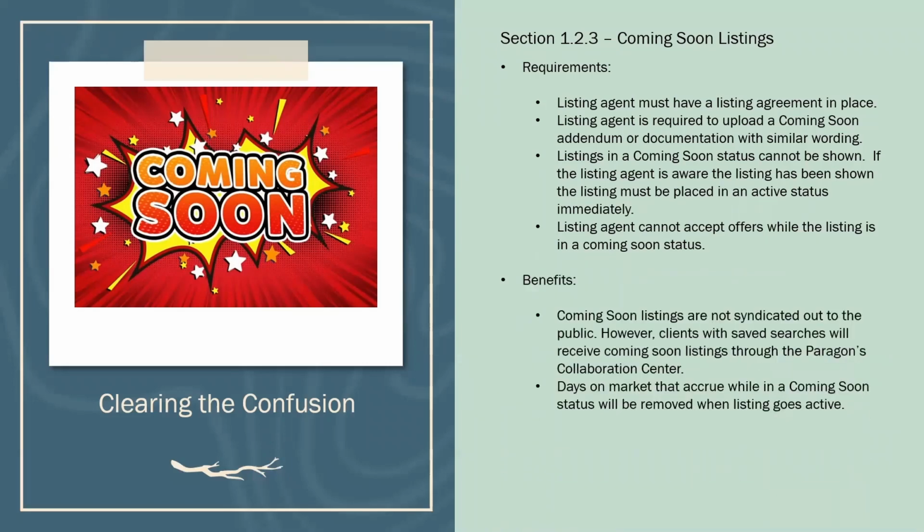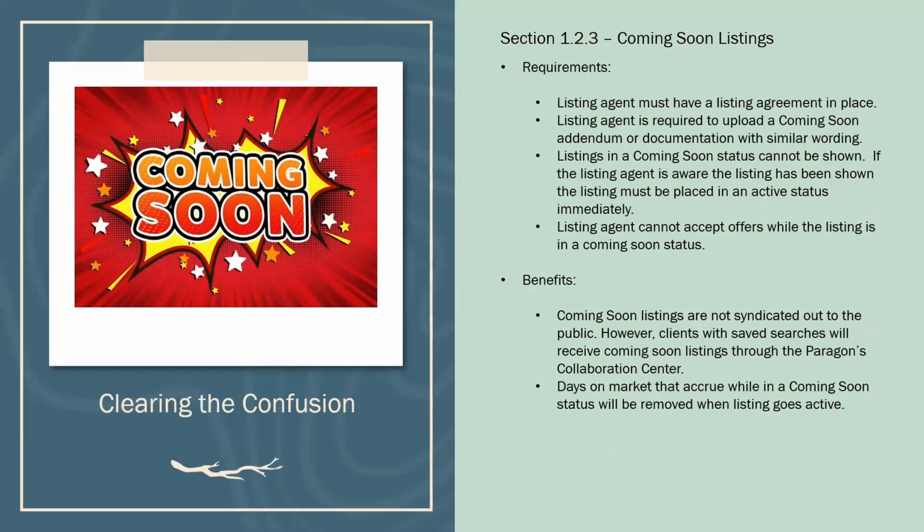Nor can a buyer agent provide an offer. The benefits for a coming soon listing: coming soon listings are not syndicated out to the public. However, coming soon listings are able to be searched, and they are syndicated to Paragon's Collaboration Center.